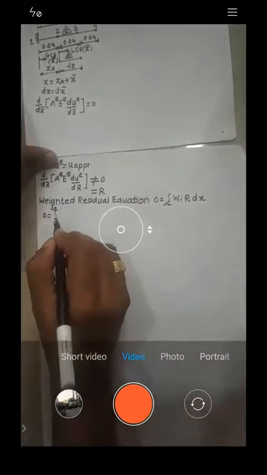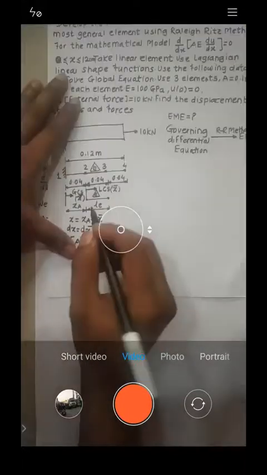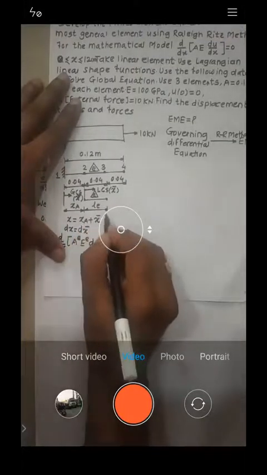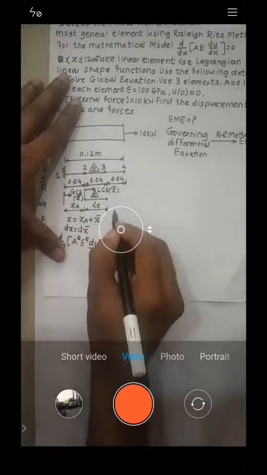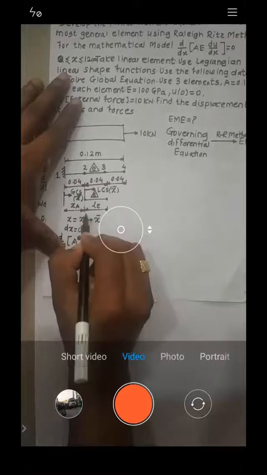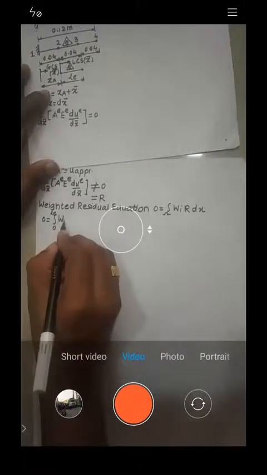So when you measure its length, what is the value of x here? It's 0. And what is the value of x here? It's LE, right? Yes or no? What is the length of the element? It's LE. So the value of x here is 0, and the value of x here is LE, right? Understood? Let me know. Yes, sir.